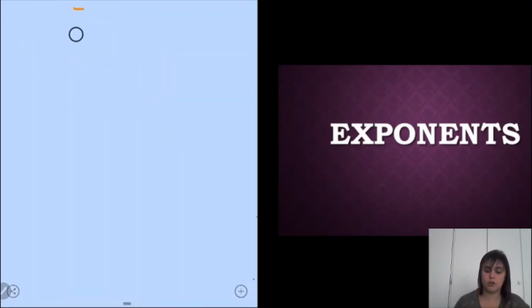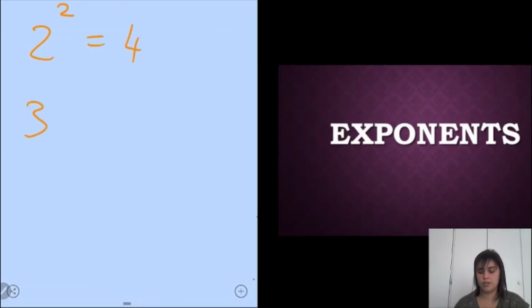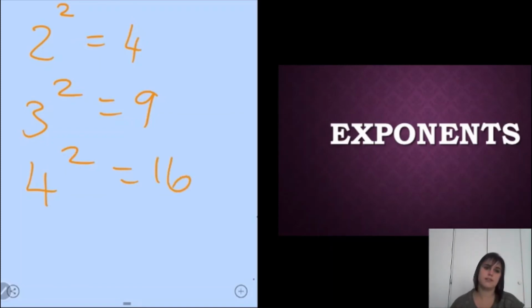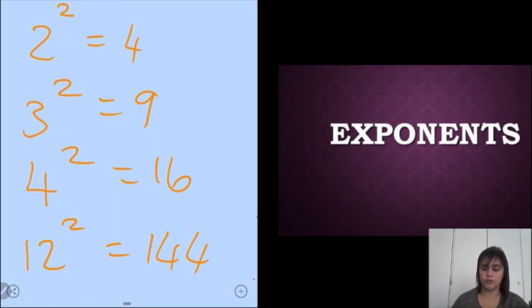Then you're going to go on to square numbers. 2 to the power of 2 is 4. 3 to the power of 2 is 9. 4 to the power of 2 is 16. And continue, continue, continue until you get 12 to the power of 2, which is 144. Square numbers, you need to know them off by heart.